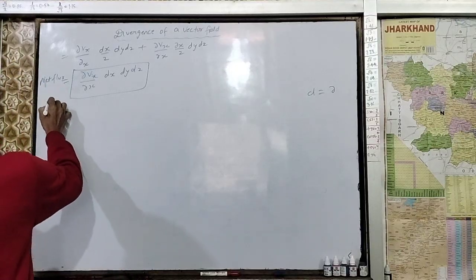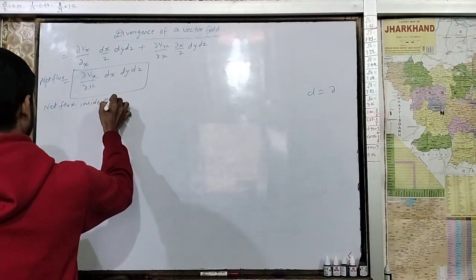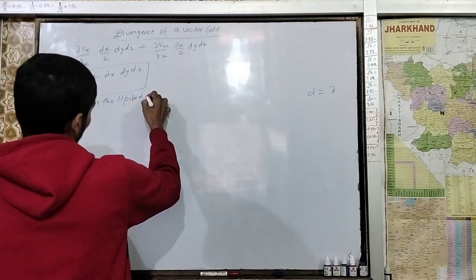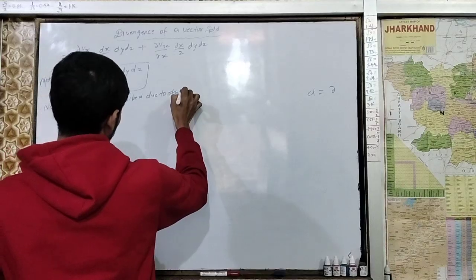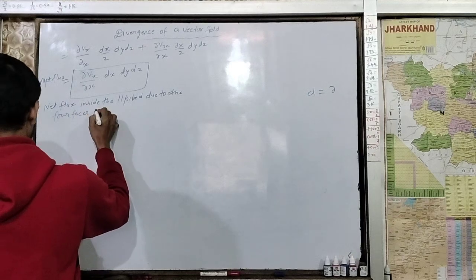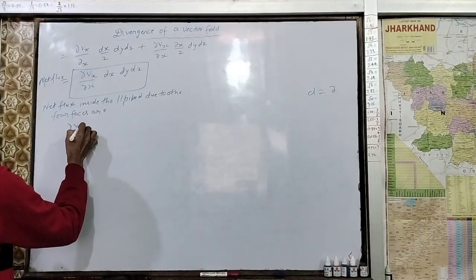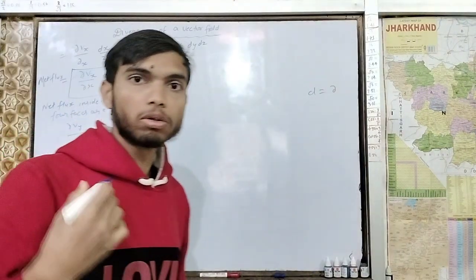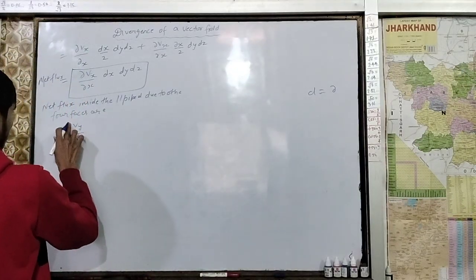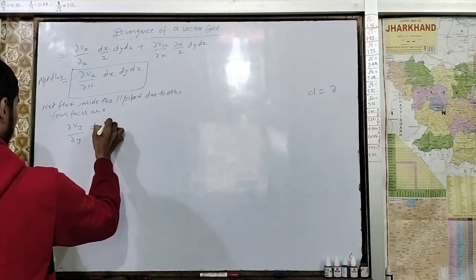So you can write the net flux inside the parallelepiped due to the other four faces as: ∂vy/∂y (the velocity of the fluid along y with respect to y) times dx dy dz.